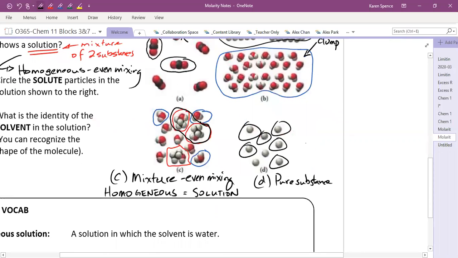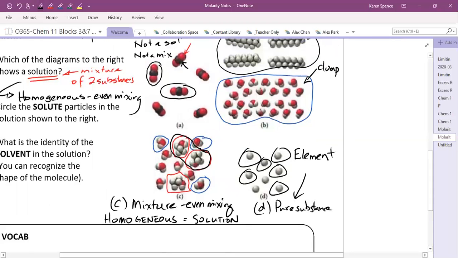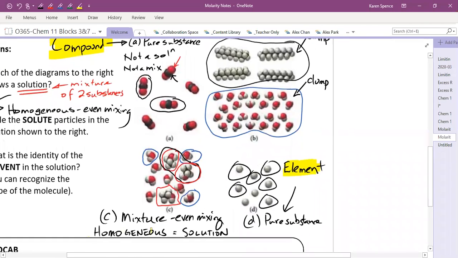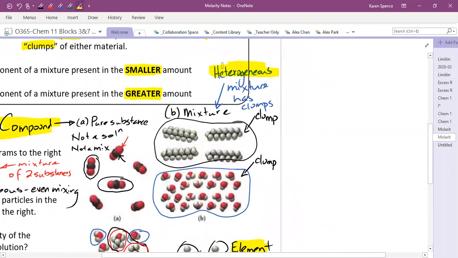We have a different kind of pure substance down in D. Because every atom is the same as every other atom, we have an element. Okay, so that is the difference. So here we have two pure substances. One is a compound, one is an element. We have two mixtures. One is a homogeneous mixture, and one is a heterogeneous mixture.